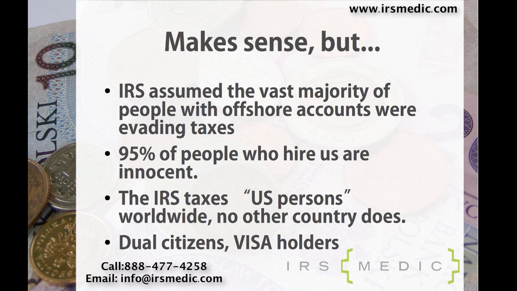They made innocent mistakes. They didn't know that they had to report their worldwide income. What the IRS doesn't realize, but what everybody else does, is the IRS taxes U.S. persons. You don't need to be a citizen, just a U.S. person. So that could be a green card holder or a visa holder on their worldwide income. And no other country does what the United States does. So you have a lot of dual citizens, visa holders, expats who weren't quite aware that their worldwide income is subject to taxation by the IRS, even if local taxes are paid in that foreign country.